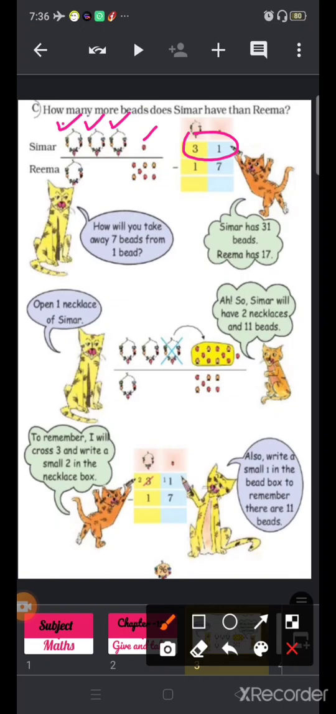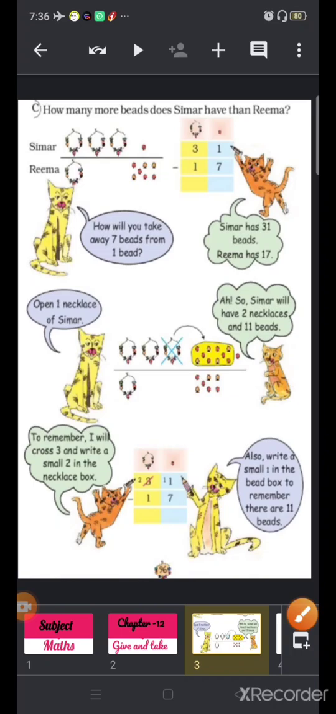Now Rima has how many beads? One necklace means 10, and how many loose beads are here? 7. So 10 plus 7 is equal to 17. So Rima has a total of 17 beads. Now the question is, how many more beads does Simar have than Rima? How will you find that? We'll find it with the help of subtraction.